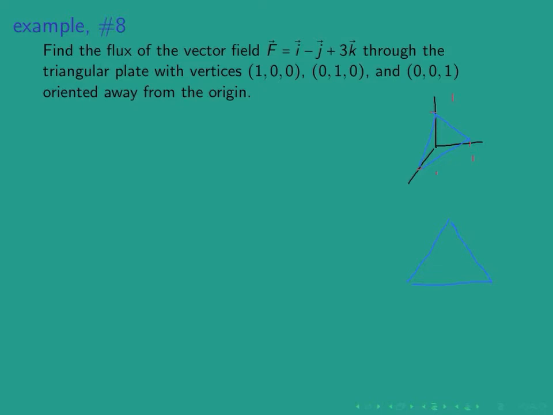Here's a first example. We'd like to find the flux of the vector field i minus j plus 3k through the triangular plate with vertices at (1, 0, 0), (0, 1, 0), and (0, 0, 1), and oriented away from the origin. So you'll see that this problem is really more of a high school geometry problem than a calculus problem, but let's go through it.